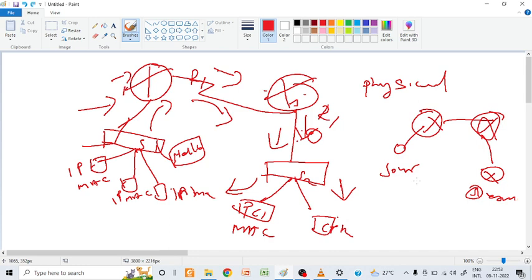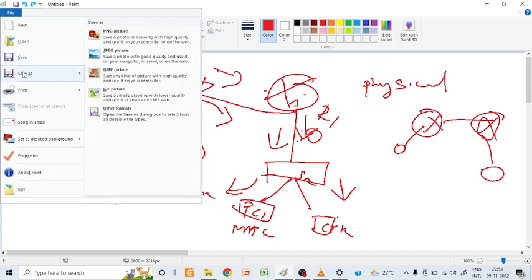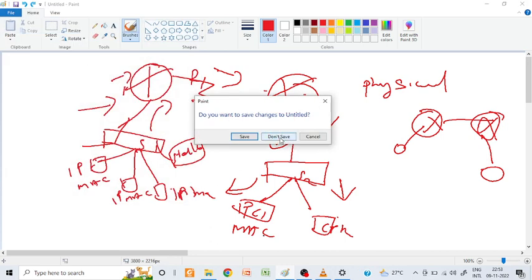Yes, my dear friends, in the previous video we saw how a packet travels in the network. So what are all the components required for a packet to travel in the network? Now we will see how these packets are traveling from one switch, one node, to another node.